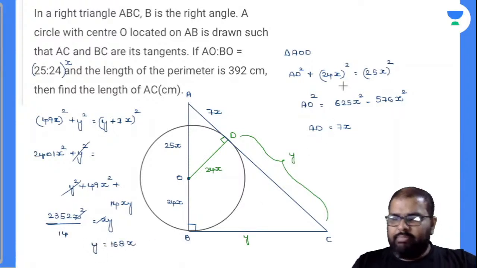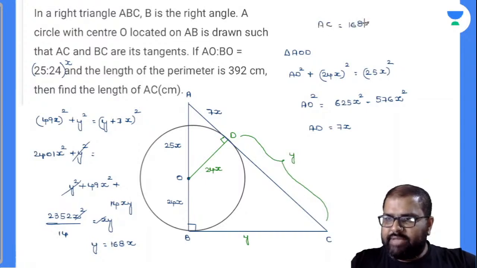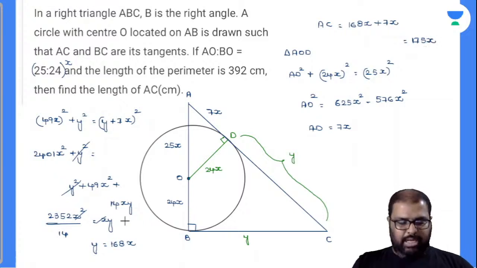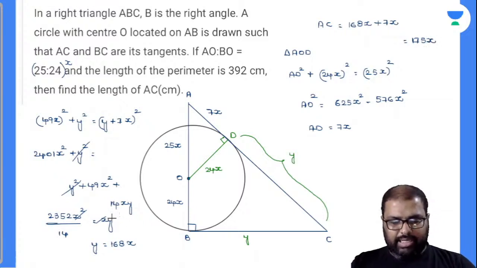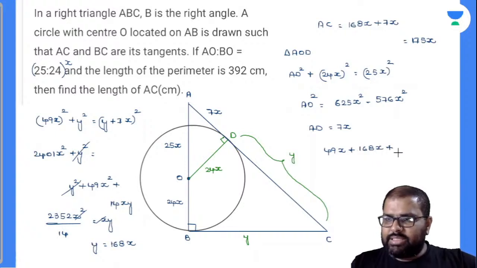By this, my AC value will be how much? Everybody knows 168x plus 7x is nothing but 175x. You might get a doubt, sir, how should I remove this x value? Here you can easily remove it because the data given is that the perimeter of this triangle is 392. Add all these, 49x plus 168x plus 175x.